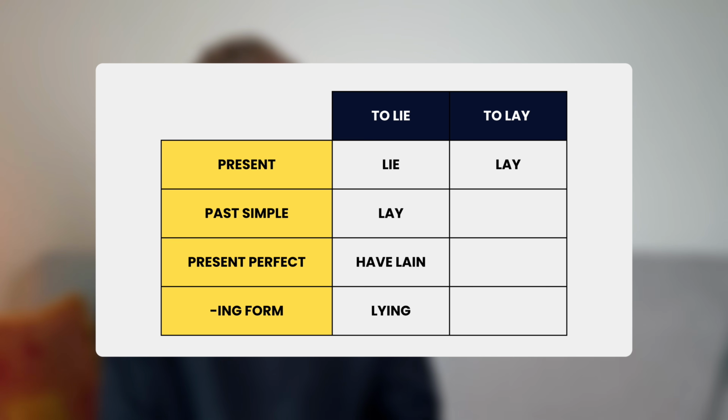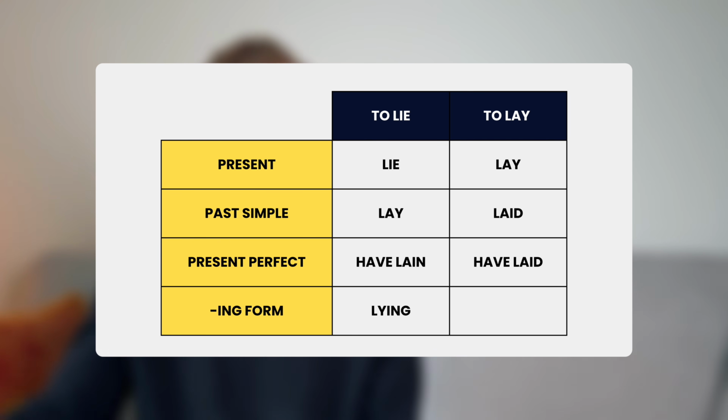The verb to lay means to place. The present simple is lay. I lay the keys on the table. The past simple is laid. Yesterday, I laid the keys on the table. The present perfect is have laid. I have laid the keys on the table. And the ing form is laying. I am laying the keys on the table.